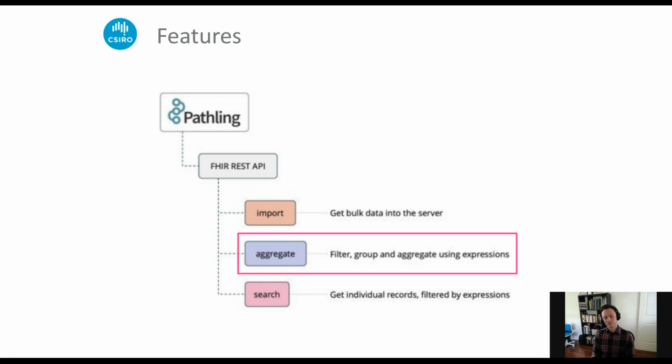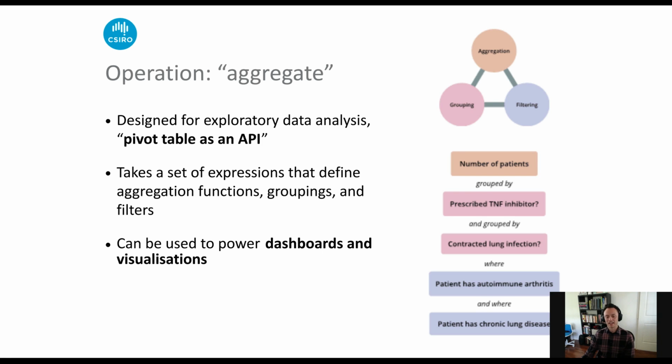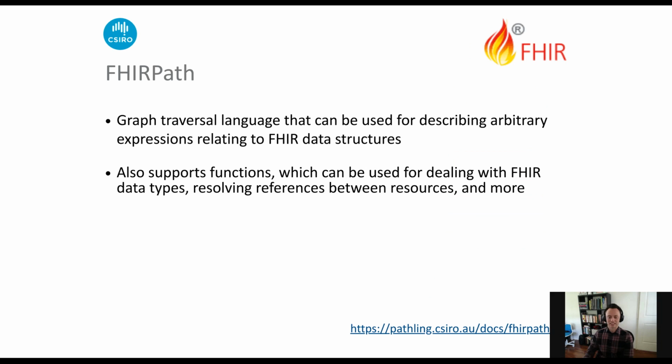So now that we have some data in Pathling, what are we going to do with it? Let's talk about the aggregate operation. The aggregate operation is a bit like a pivot table as an API. You give it aggregations, groupings, and filters, and it gives you back grouped data in a table. This is useful for exploratory data analysis and also for powering dashboards and visualizations.